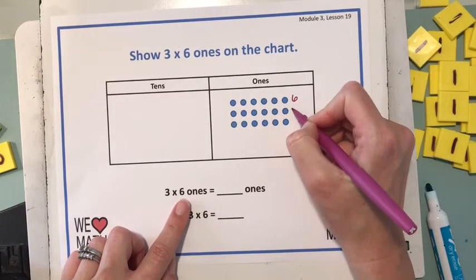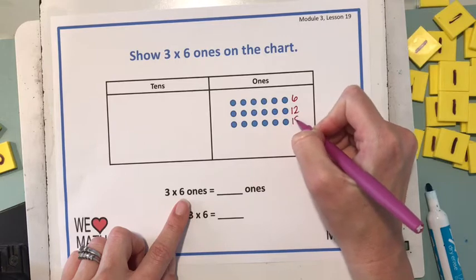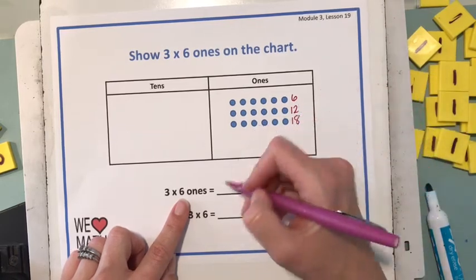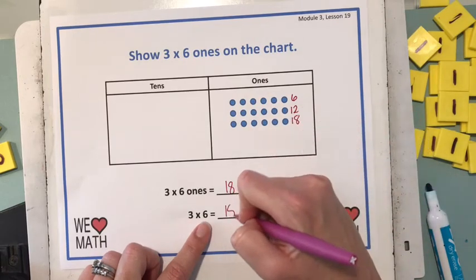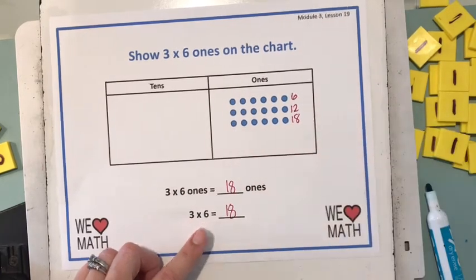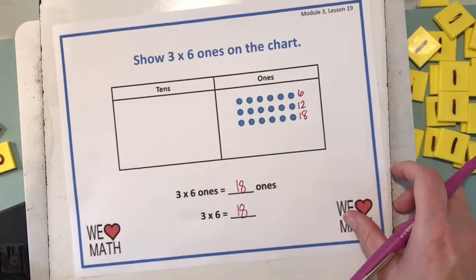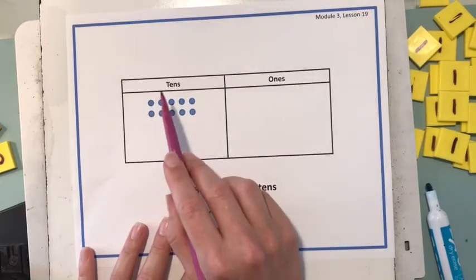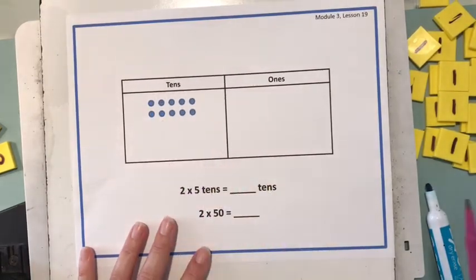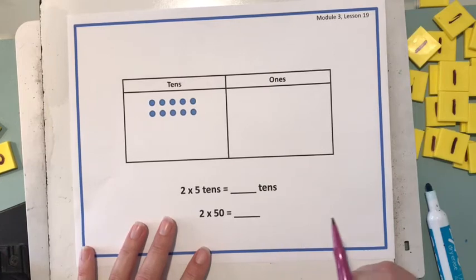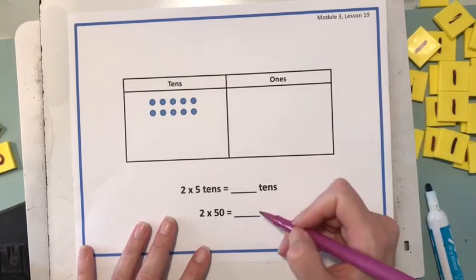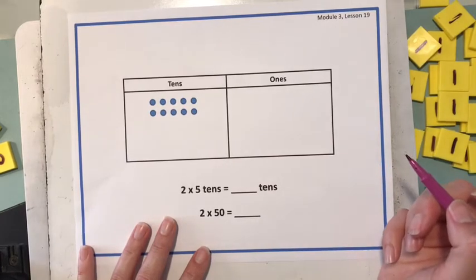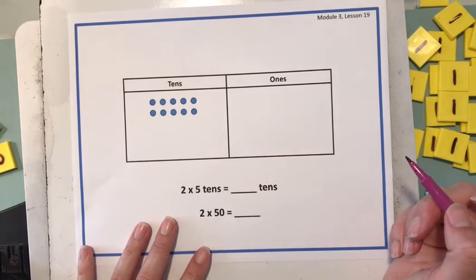6, 12, 18. So I have 18 ones. 3 times 6 equals 18. Hopefully you got that correct. Not too bad, right? Once you get the hang of it. Now we're getting into our tens. So remember, you're probably going to have a 0 at the end of your answer. Not probably, you will have a 0 at the end of your answer.